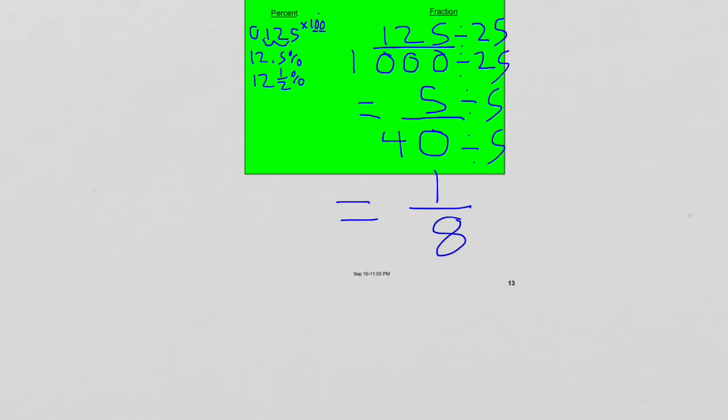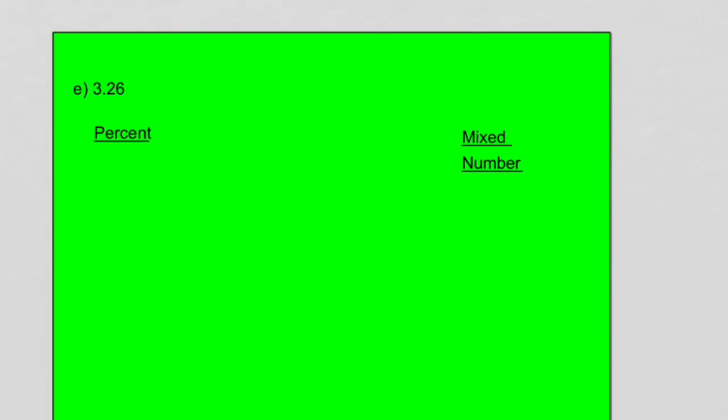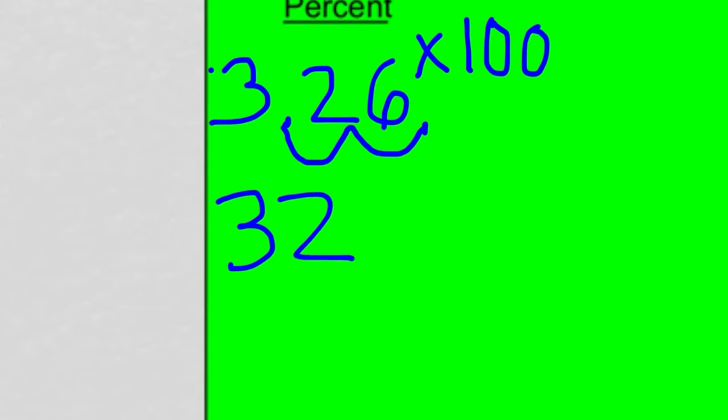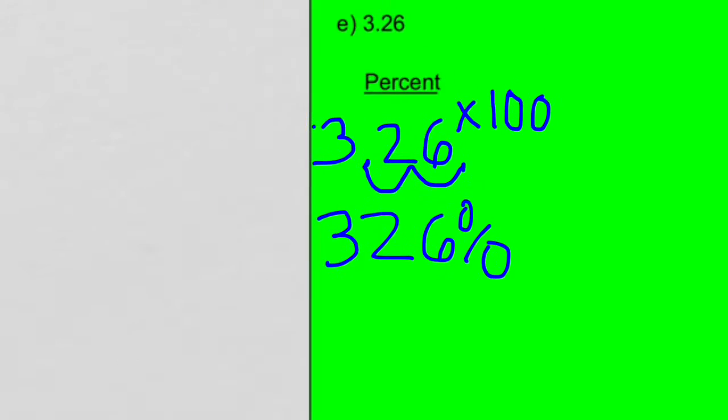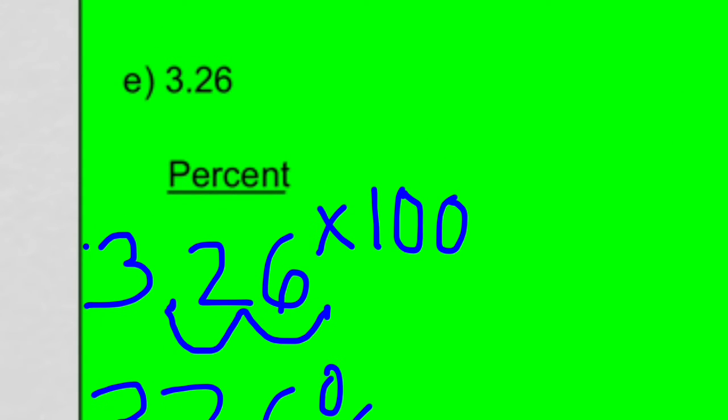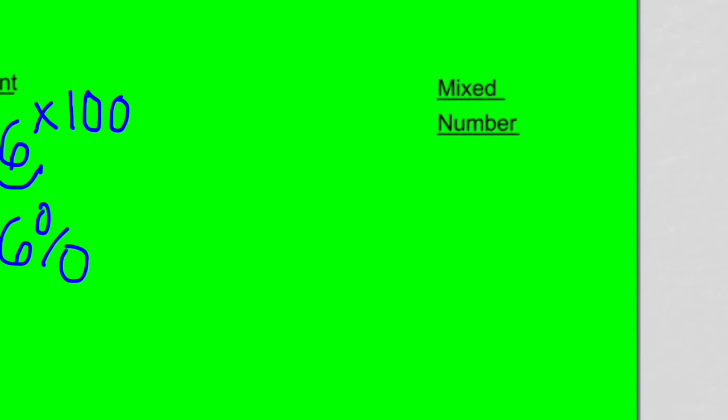Okay, so we've had really small decimals. Now we have to worry about larger ones, like 3 and 26/100ths. Well, to make that a percent, mentally multiply by 100. That shifts the decimal 1, 2 behind the 6, and that's 326%. This time we're not going to get a fraction, we're actually going to get a mixed number. This 3 represents the whole number part of the mixed number. So, 3 wholes.